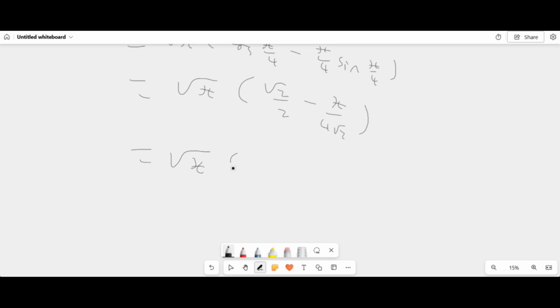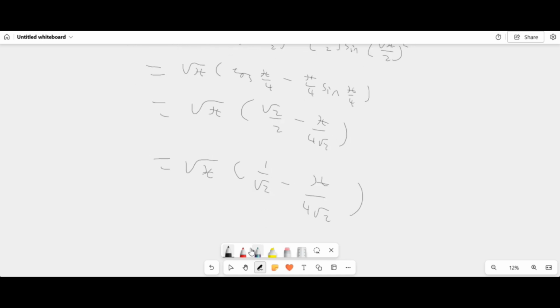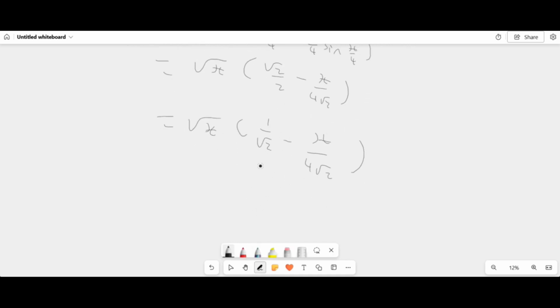Now I can rewrite root 2 over 2 as 1 over root 2. You'll see why in a minute. They're the same thing, it's just unrationalized. The reason I've done this is so that you can see that on the bottom here I can take out 1 over root 2. So if I take out 1 over root 2, I'll get root pi times 1 over root 2 here, and in here I'll get 1 minus, and then pi over 4 root 2 divided by 1 over root 2 is going to be pi over 4, so getting rid of that root 2 down there.